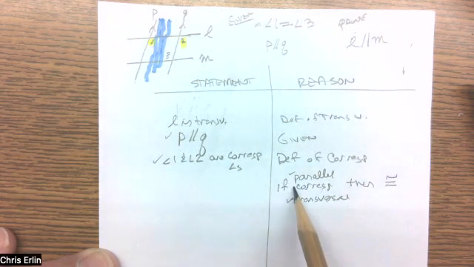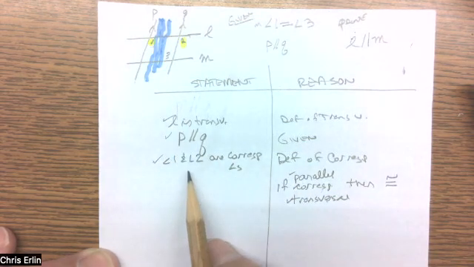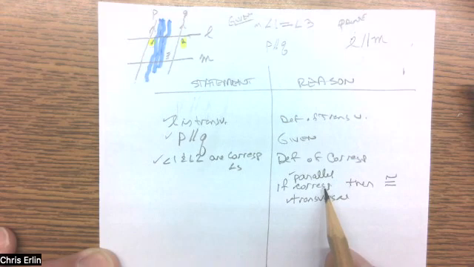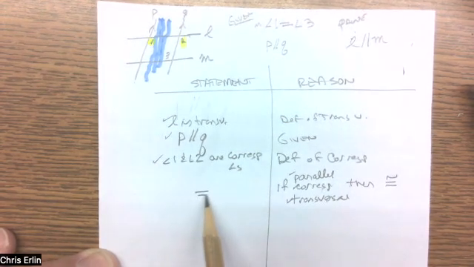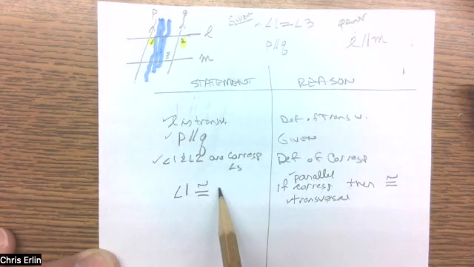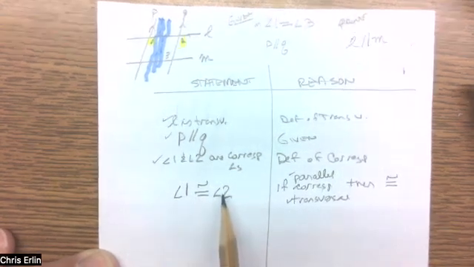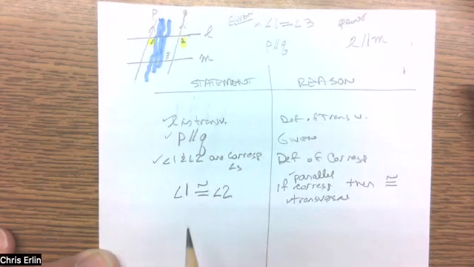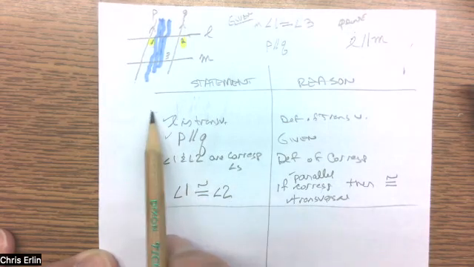Now that I've got all 3 of these facts and evidence, I've satisfied my hypothesis. Therefore, I can go on to the conclusion. What am I going to say is congruent? The measure of angle 1 is congruent to the measure of angle 2. I'm going to leave off the measure because we're going to use proper notation: angle 1 is congruent to angle 2. The fact that you said measure is actually important, but that's not what we use with congruence. That's what we use with equality.